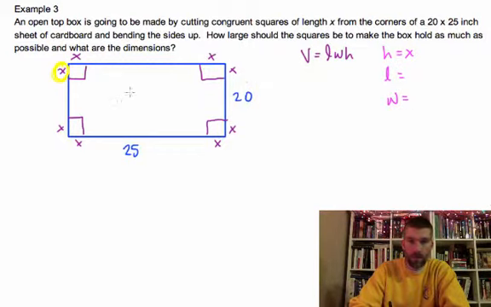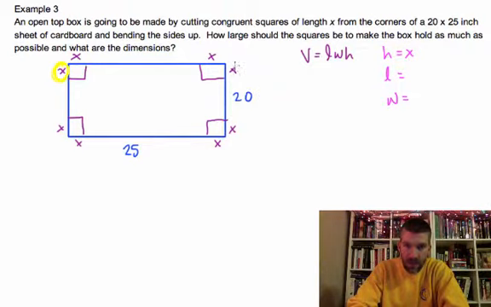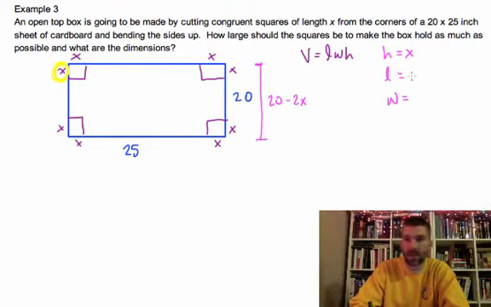So if I take x units from here and x units from here, then this length is no longer 20. It stops short by 2 x's. So this length would be 20 minus 2x. The other one, if you look at this guy, we're taking x units off from both sides here. That gives us a 25 minus 2x length.